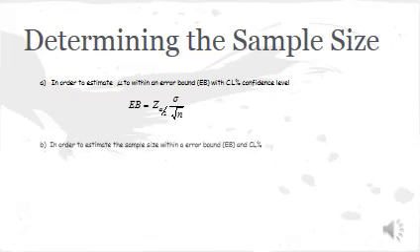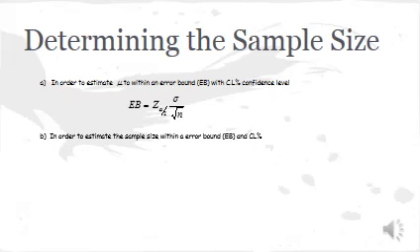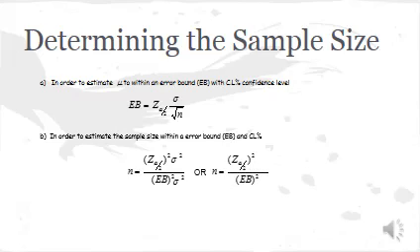In order to estimate the sample size with an error bound, we can find the minimum sample size by using n is equal to the z-cal of half the alpha squared multiplied by standard deviation squared, all divided by the error bound squared. Or in short, the z-cal of half of the alpha squared divided by the error bound squared.